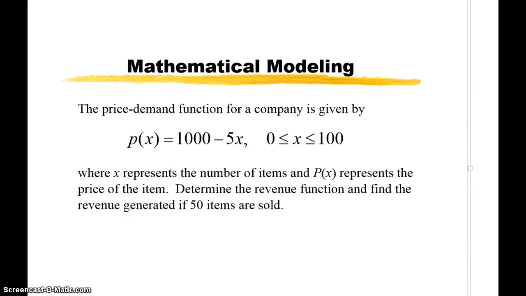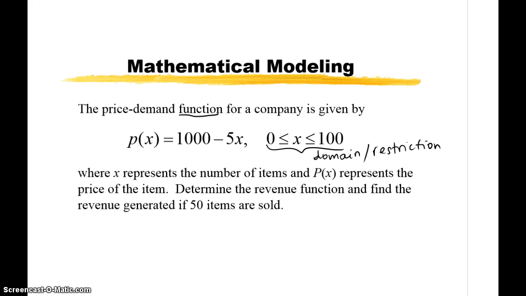Okay, our last goal here in 2.1 is to look at some application problems using functions. So the first function that we're going to encounter is the price demand function, which you should definitely spend some time reading about in the textbook, and it already appeared in chapter 1. But here's the price demand function for a company. In this example, it's given by P of x equals 1000 minus 5x, and they specify the restriction or a domain for x between 0 and 100.